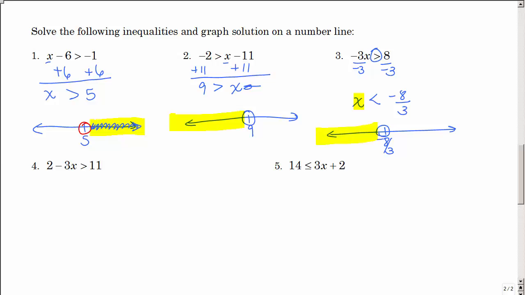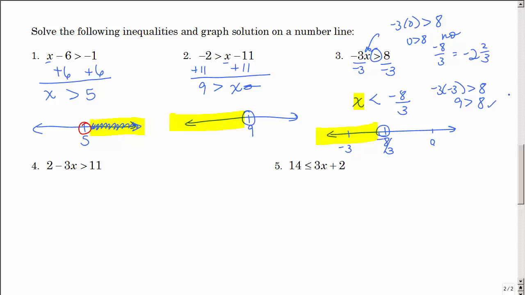Now if you're not sure, let's test some numbers. You have to kind of know that negative 8/3 is the same as negative 2 and 2/3. So you should know 0 is over here somewhere and negative 3 is over here somewhere. So if I put 0 in here and said, is negative 3 times 0 greater than 8? Is that true? Is 0 greater than 8? No. So that's why you would not have shaded on that side. That's why 0 would not be included. But if you put negative 3 in, is that true? Yes, it is. So if you're not positive of which way to shade, you can pick a couple of test numbers and test them.